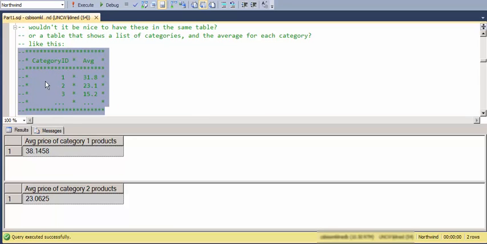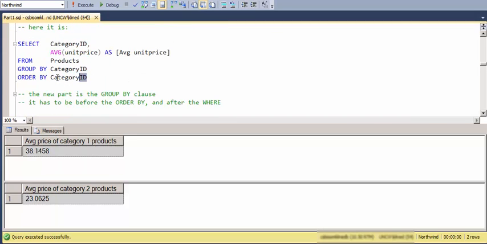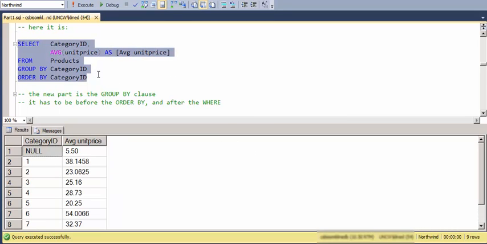I have a category ID on the left, and then I have the average unit price next to the corresponding category ID. So here it is. Here's how to do it. The part that's new is this group by. The group by is telling the database engine, hey, I'd like for you to arrange these products into different groups by their category ID, and then show me the average for each of those category IDs.